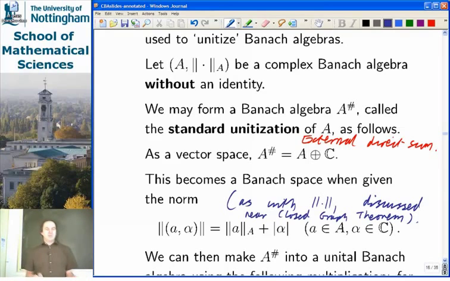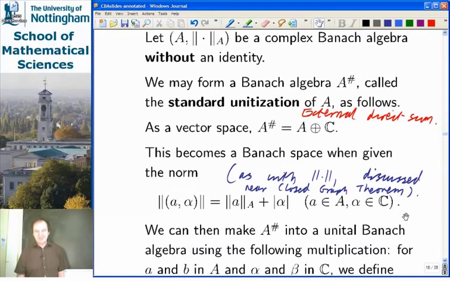You regard this as two different Banach spaces, and you add up the norms in the Banach spaces. But of course, the norm in A is the norm you had before. The norm in the complex numbers is modulus. So this is just a special case of that norm 1 we had before, where you add the norms of the two things. It's not the only one you can use, but it does have the nice fact that it's submultiplicative.